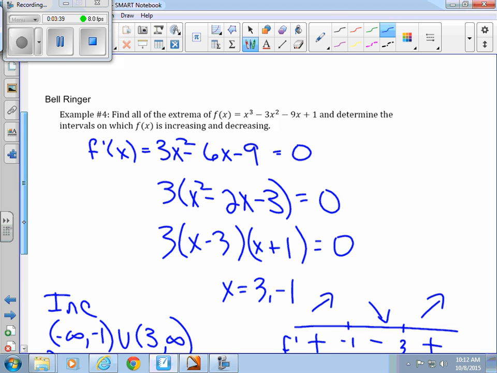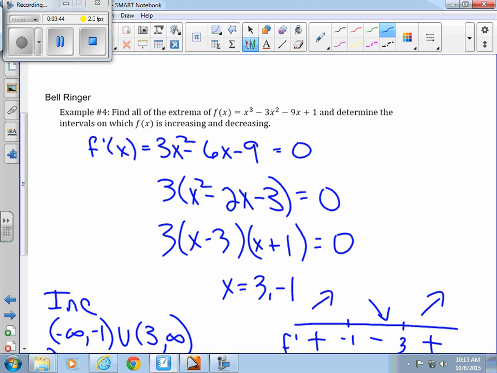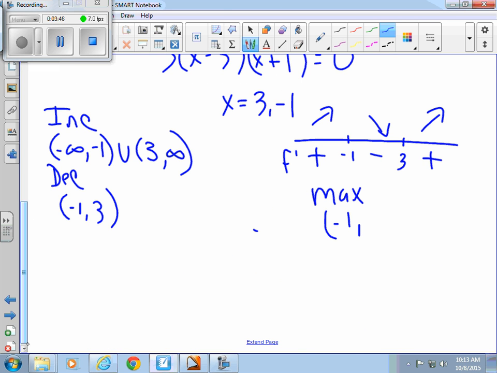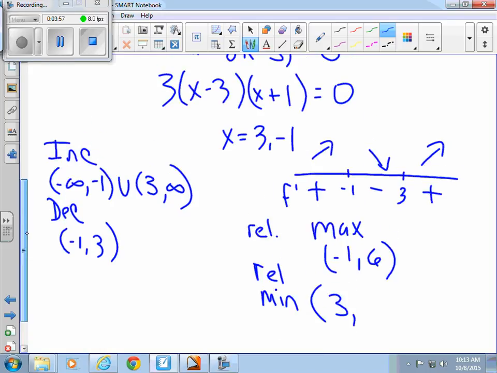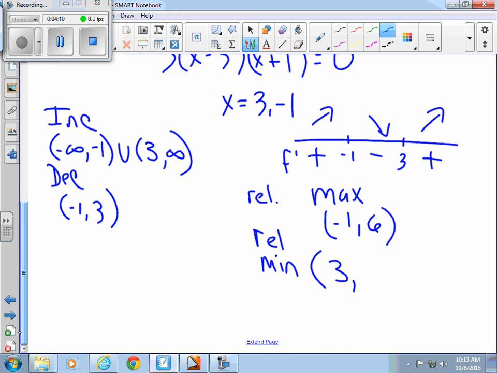Plug -1 into the original. And that is a relative max. Relative min is at 3. Let's find out what that is. 3 cubed is 27. 27 minus 27 is 0 there. Minus 27, so -27 plus 1 is -26.